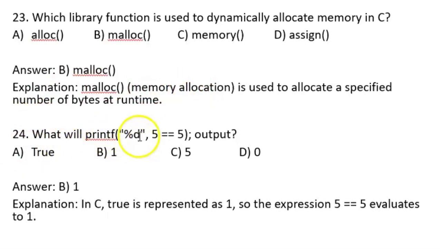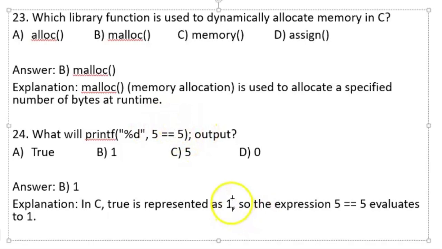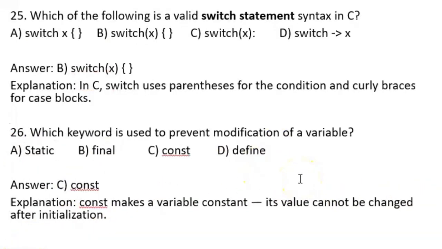Question 24. What will printf of 5 equals 5 output? The answer is 1, because in C, true is represented as 1. 5 equals 5 is true. True is equal to 1, represented in binary digits. So the expression 5 equals 5 evaluates to true, and this is the answer.